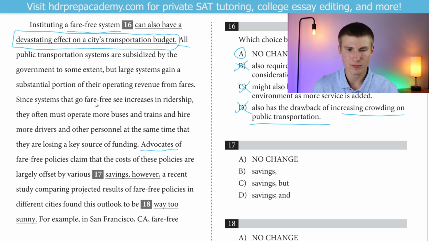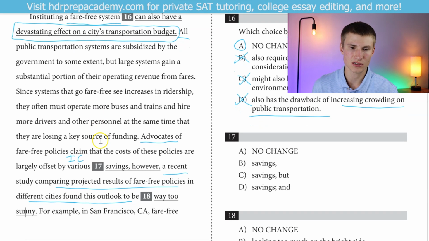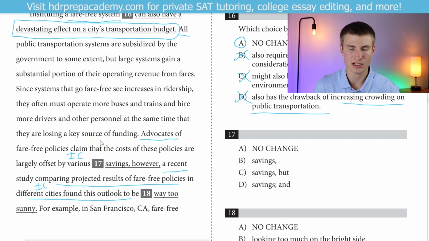Well, advocates of fare-free policies claim that the cost of these policies are largely offset by various savings. That's an independent clause. After this, we have a recent study comparing projected results of fare-free policies in different cities found this outlook to be way too sunny. That's another independent clause. Also, we can go ahead and answer 18 really quick.